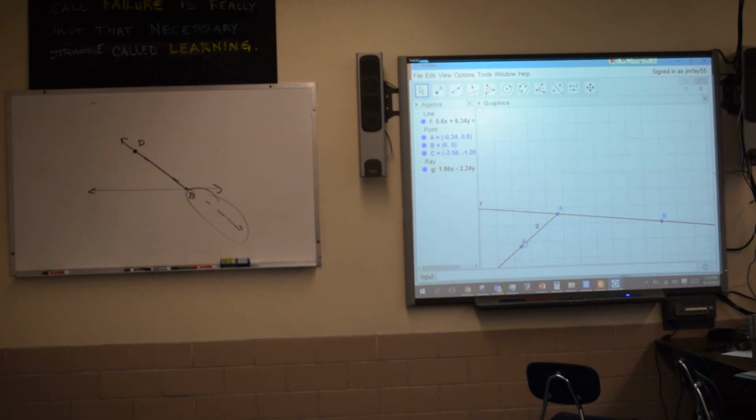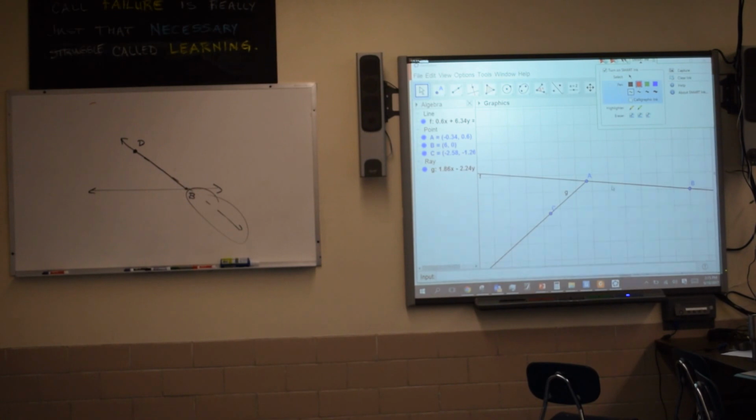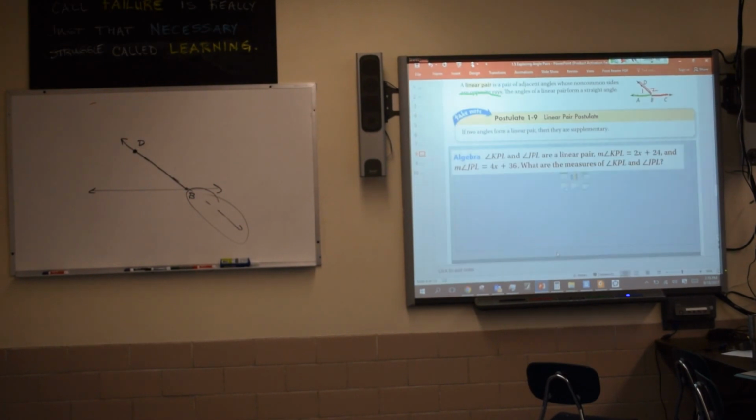But with a linear pair, what is that angle right there going to be? What did we talk about? A straight line. What its measurement was last week? 180. So we come up with this postulate that becomes one of the most influential postulates that we're talking about all year. It says if two angles form a linear pair, and you can tell that visually, you're going to see that by a picture, if they form a linear pair, then they are supplementary.